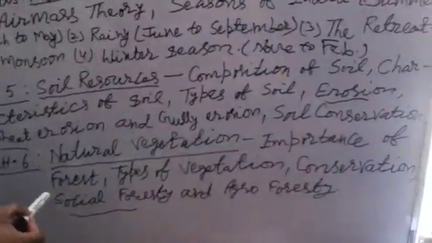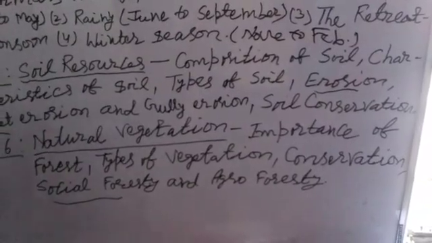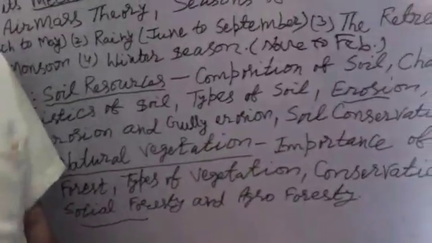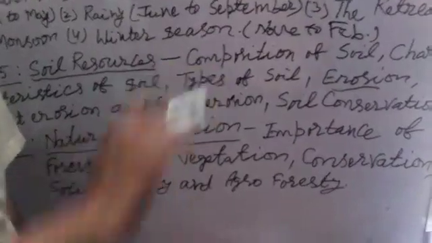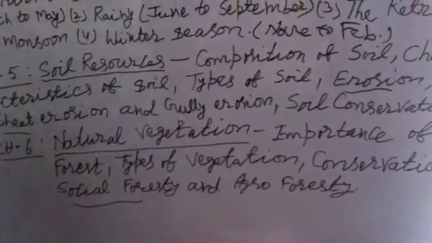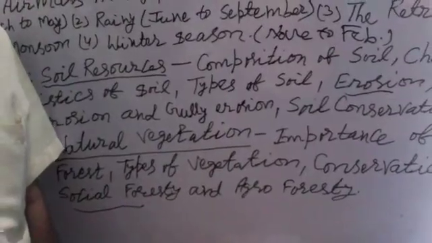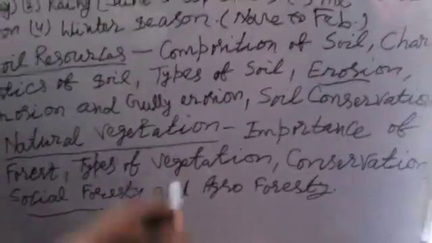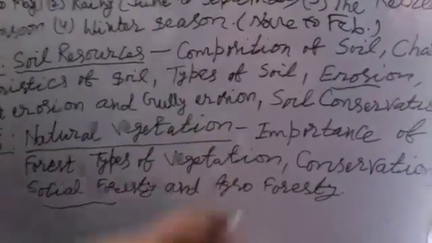Importance of forest. Natural vegetation, plants grown naturally. The forest provides valuable timber for domestic and industrial purposes. Forest provides moderate climate, influences temperature and distribution of rainfall. Forest also helps us to control soil erosion.